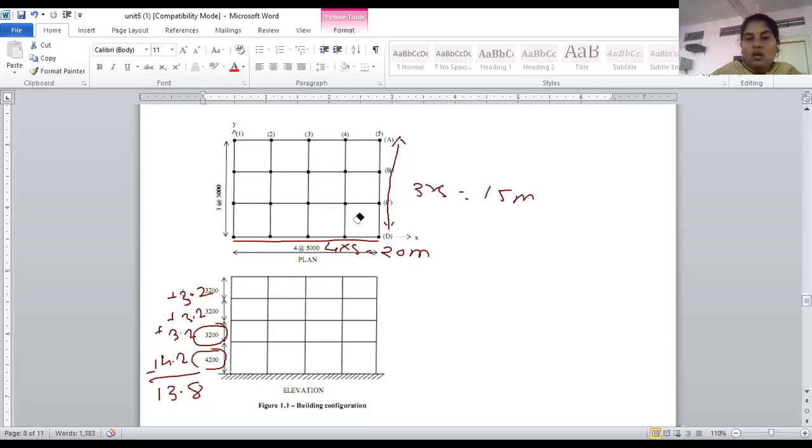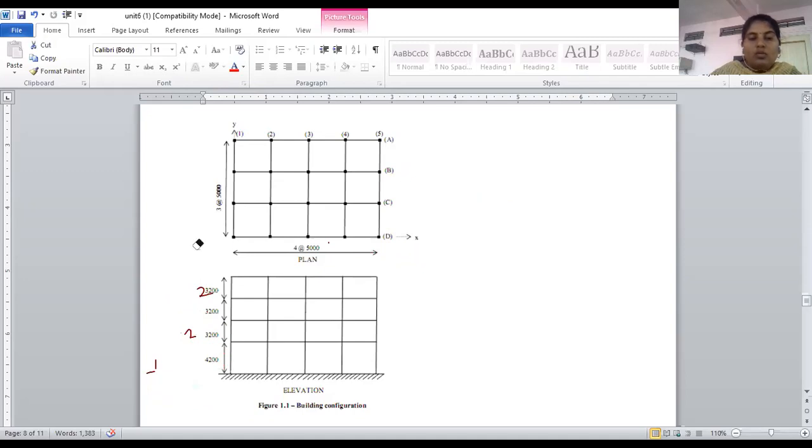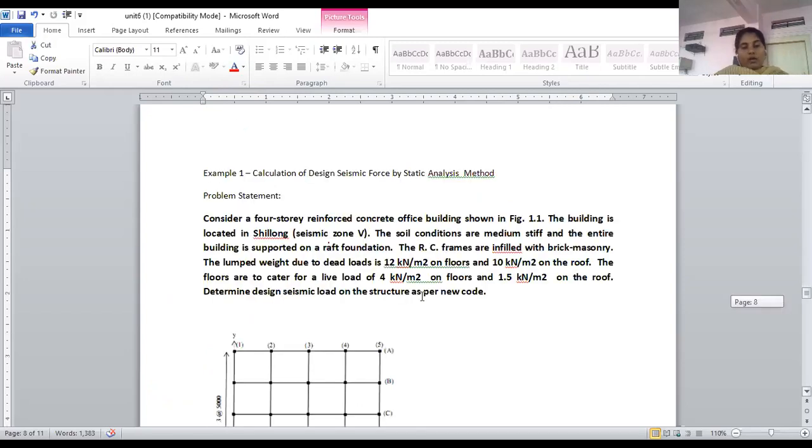Now we'll move towards the given data in the problem, which we'll understand, and afterwards we'll move towards the solution of this problem to evaluate the seismic forces. So we'll see what information, or given data, is in the problem.